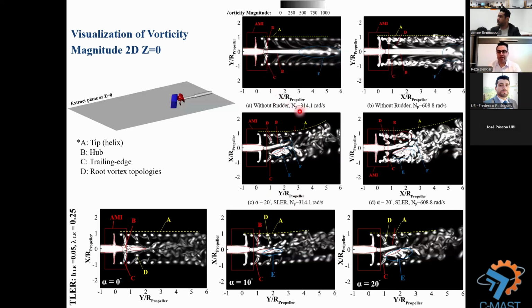For example, here by increasing the rotational speed from 300 to 600, twice the rotational speed, you can see the tip vortex pattern completely changed, and the flow and also the hub vortex became completely fully turbulent, and directly we have a higher noise level. Here you can see, for example, the propeller with a 20 degree deflection angle, the flow pattern behind the rudder completely changed.